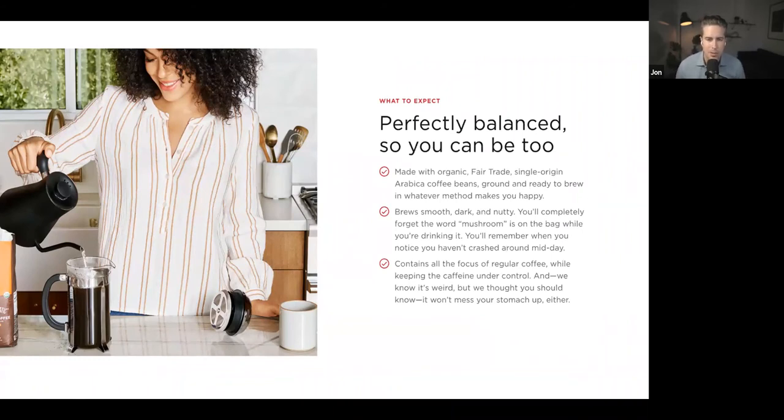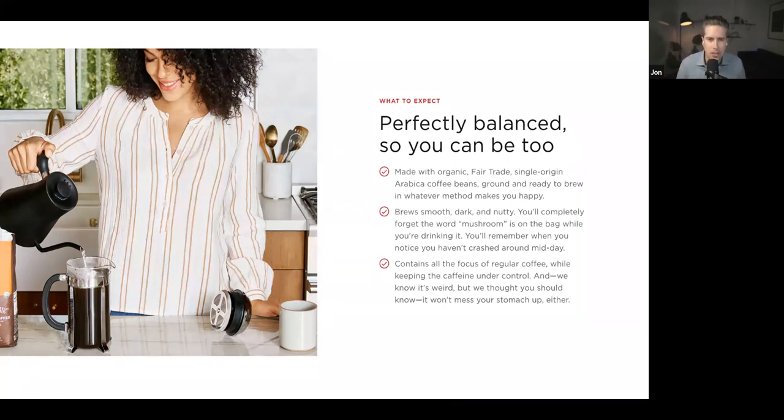What is the one or two things you want me to know? That it's organic, fair trade, single origin, and just leave it at that, right? You're trying to tell me what it is, where it's from, that it's ground, that it's ready to brew, and I can do it in whatever makes me happy, all in one bullet point. Come on, that's a lot to convey in one bullet point. That's 5 bullet points by itself. So I would really think about breaking this down.